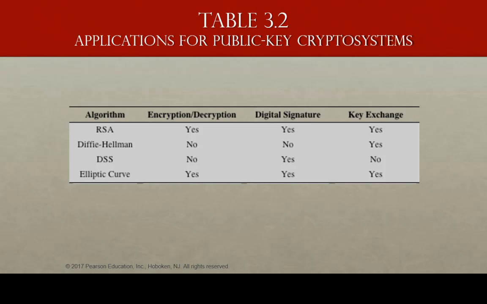Please refer to the table, Applications for Public Key Cryptosystems. Some algorithms are suitable for all 3 applications, whereas others can be used only for 1 or 2 of these applications. The table indicates the applications supported by the algorithms discussed in this chapter, RSA and Diffie-Hellman. This table also includes the Digital Signature Standard, DSS, and elliptic-curve cryptography, also mentioned in the chapter.